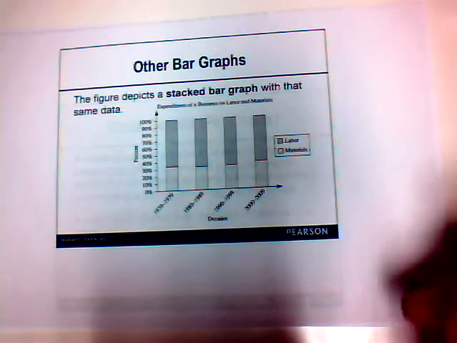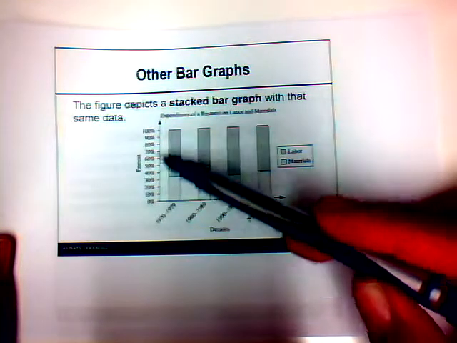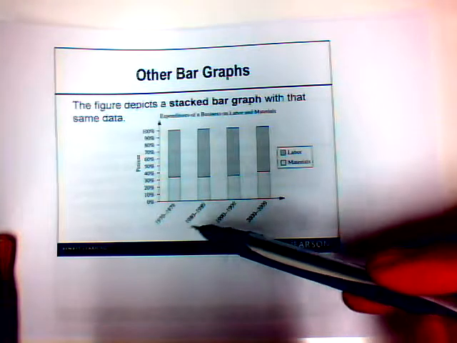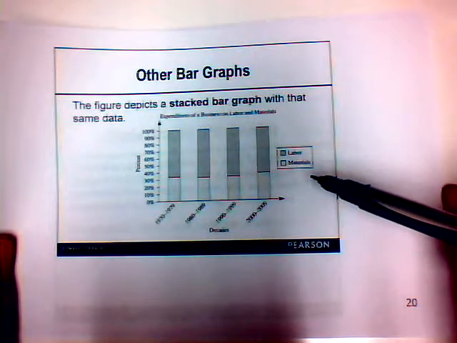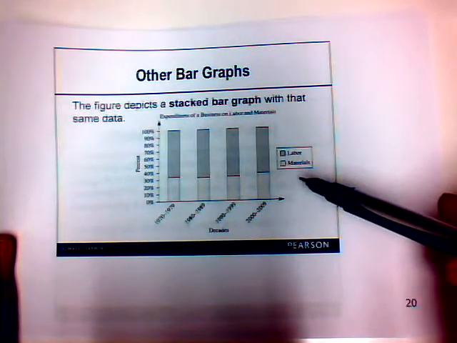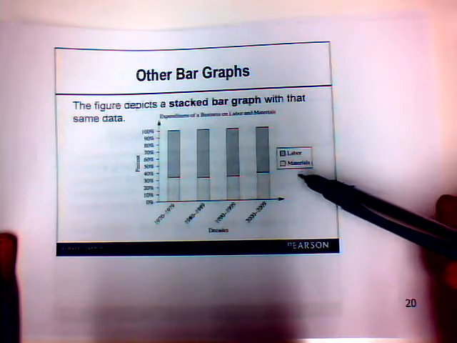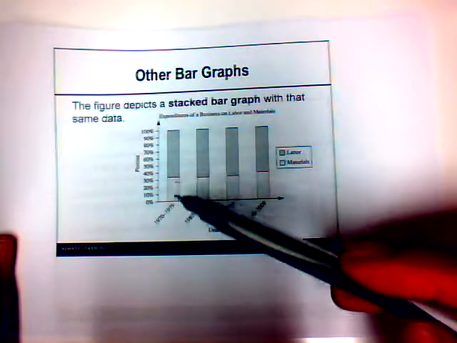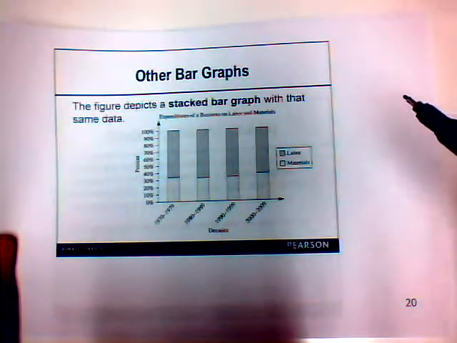And this represents a stacked bar graph with that same data. Notice on the left-hand side, the percentages go all the way up from 0 to 100%. And then the decades are given on the horizontal axis. The bars are in different colors, where the darker ones are labeled labor and the lighter part of the bars are materials. So here, they're stacked in a way so that the sum of these two has to equal 100% on each of those individual bars.